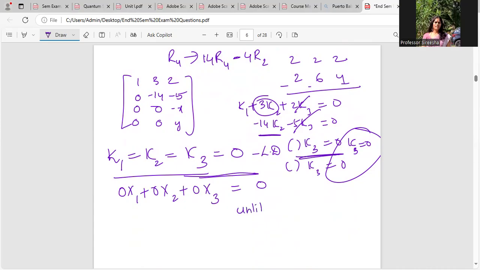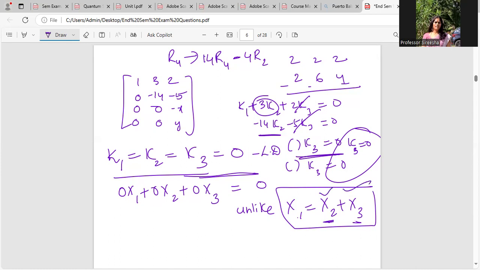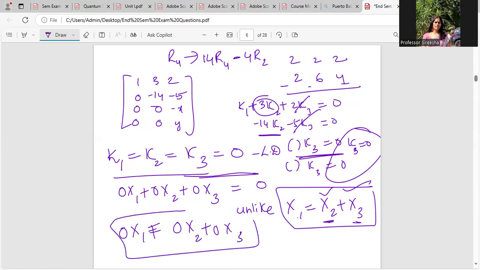Unlike in the previous example, it was x1 is written as x2 plus x3. Yes, x1 could be expressed in terms of x2 and x3. Means what? x1 is dependent on x2 and x3. Right? Here, even if I want to write x1 or x2, I'll just write like this. 0 into x1 is equal to 0 into x2 plus 0 into x3. That's the only possibility. That's why they are said to be linearly independent.